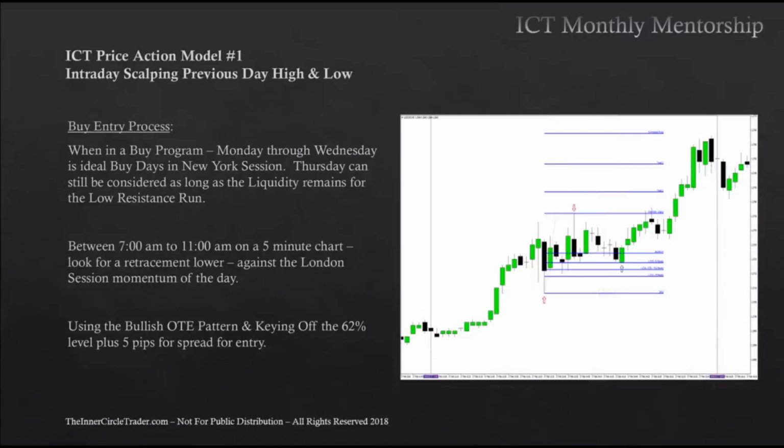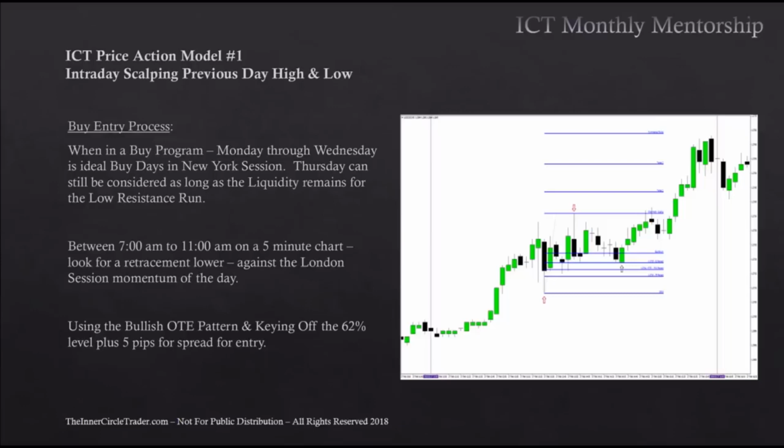Okay, the buy entry process. When in a buy program, Monday through Wednesday is ideal buy days in New York session. Thursday can still be considered as long as the liquidity remains for low resistance liquidity runs.